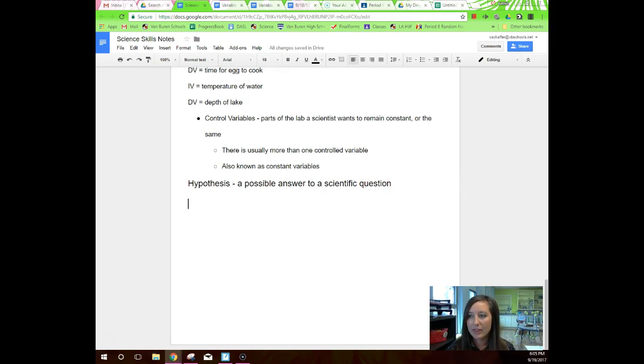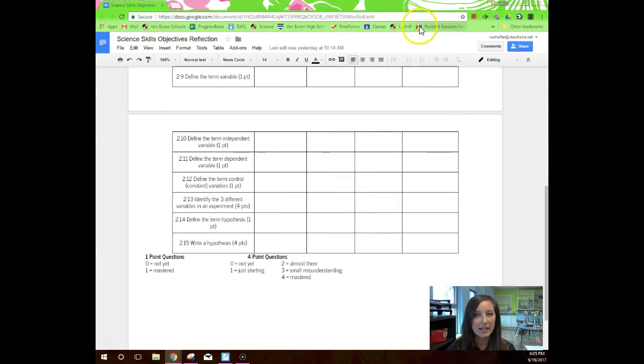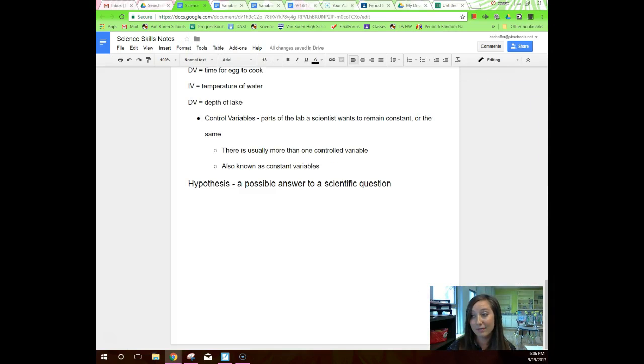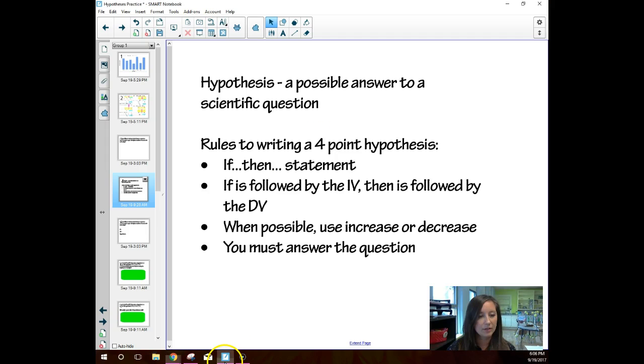Now, the other I can statement that deals with reflection or with hypotheses is that you have to be able to write a hypothesis. And you'll notice that this is a 4-point question. So there's a lot that actually goes into writing a hypothesis. And so there are some rules that we really do need to follow. And if we take a look at those here, rules to writing a 4-point hypothesis.